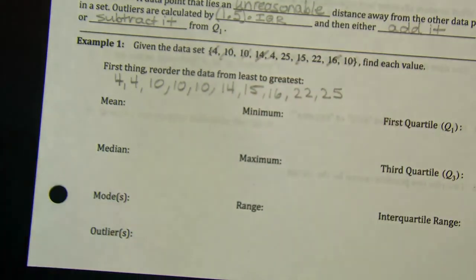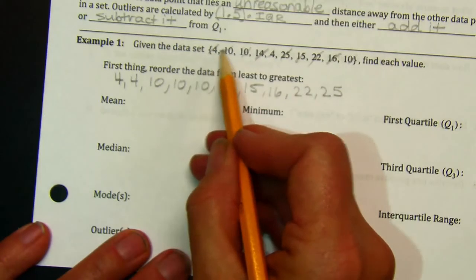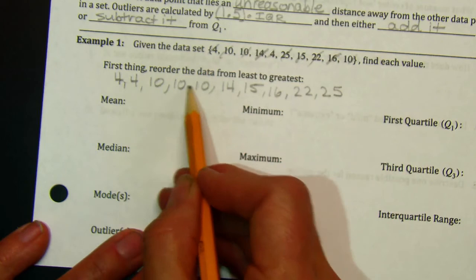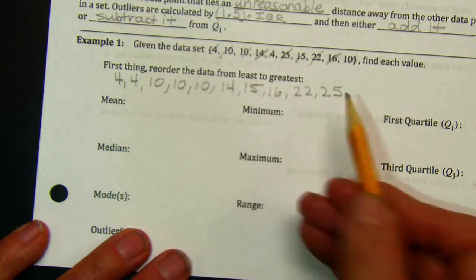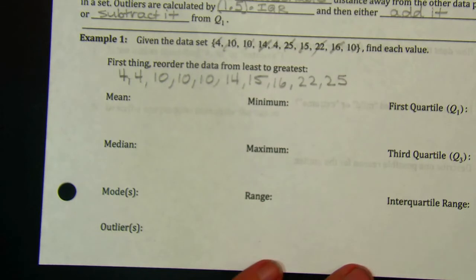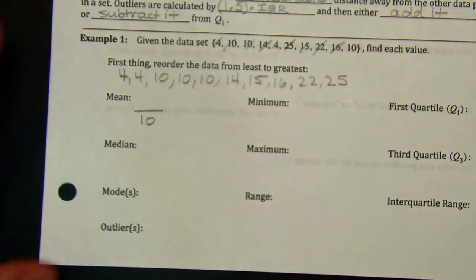There's my numbers. Now, I'm notorious for leaving things out, so I'm going to count them. 1, 2, 3, 4, 5, 6, 7, 8, 9, 10. I got them all. You should always check that you haven't left one off when you've reordered it. By counting them, I now know my bottom number in my mean calculation, because when you calculate the mean or the average, you divide by the number of numbers.